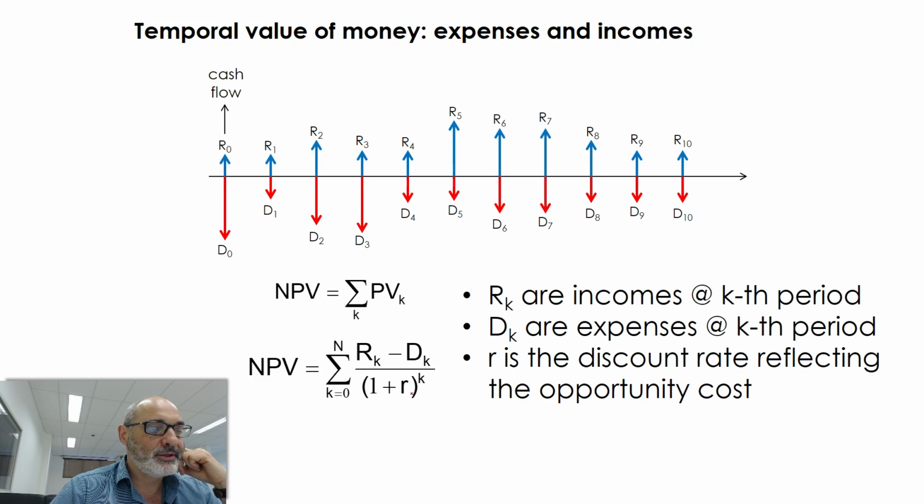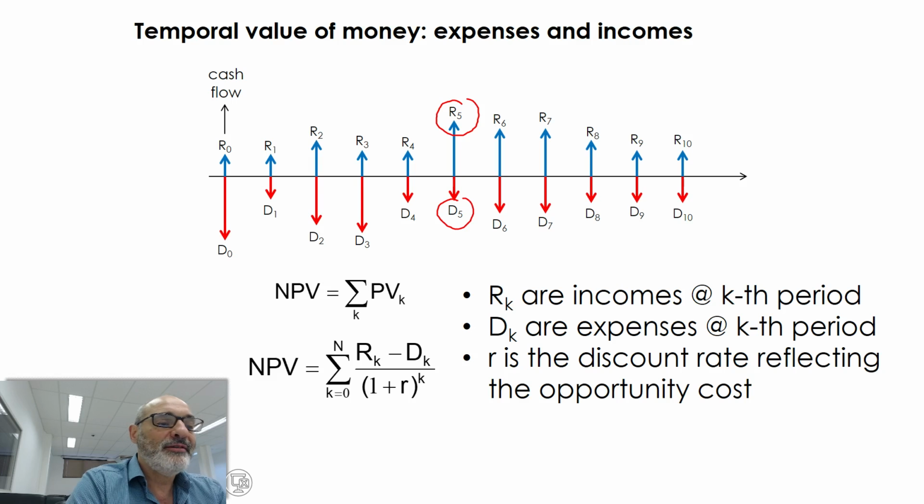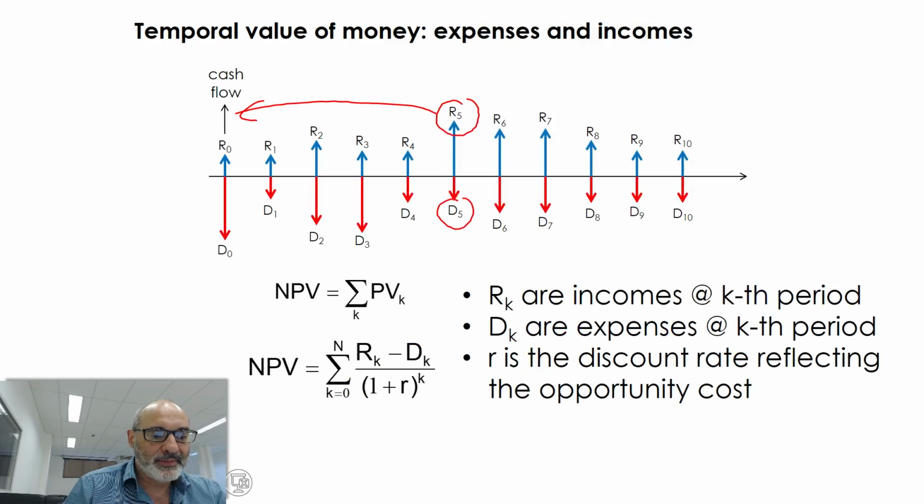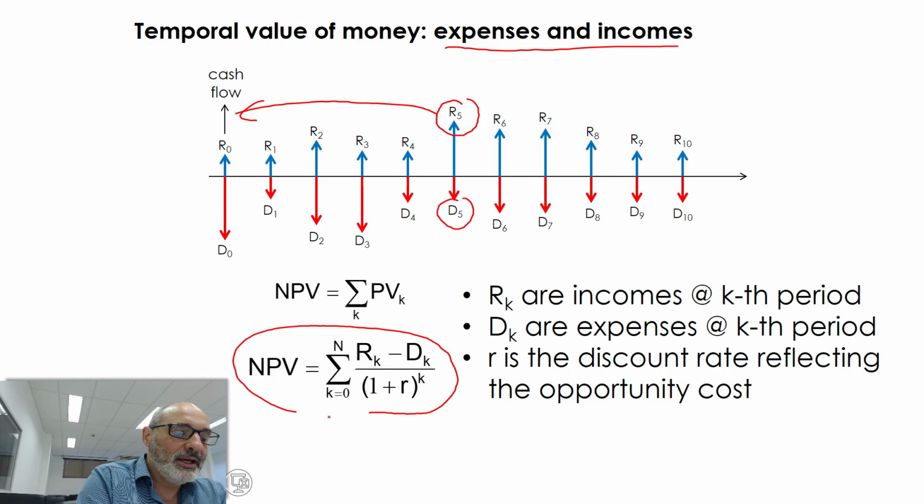I don't know if you understood the concept. What we're going to do is transform all future values. For instance, this R5 here, we're going to send it back to the present by applying this formula here, and n is the number of periods. After adding expenses and incomes, we can calculate the net present value. Is this okay? These are all the incomes, and these are the expenses at the kth period of time.